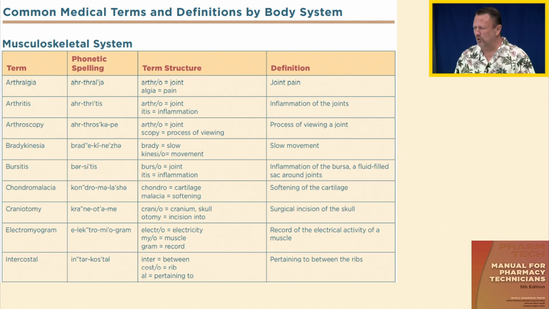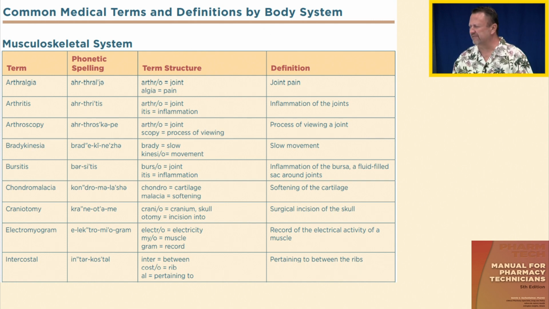Arthralgia is pain in the joints. Arthritis, inflammation of the joints. Arthroscopy is putting a scope into the joint, so we can see inside of it. And so arthroscopy of the knee is rather common. Bradykinesia, slow movement. We'll see this in Parkinson's disease. Bursitis is an inflammation of the bursa, a fluid-filled sac around the joints.